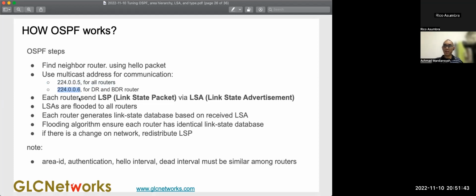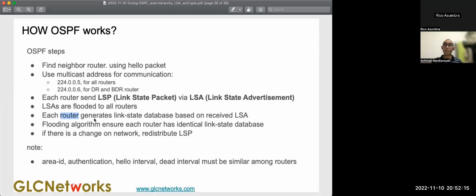Okay, so what do they send? They send LSP via LSA, link state advertisement. So the LSA will be flooded to all routers. Okay, and then the router generates a link state database. So when a link is down, the LSA will be flooded to all routers. So that's the difference between link state and distance vector.